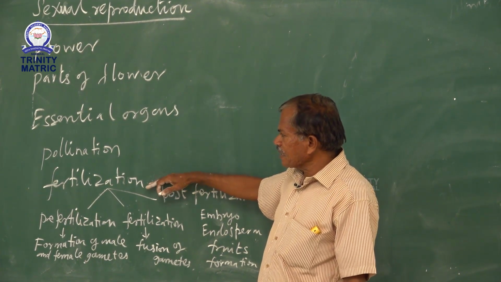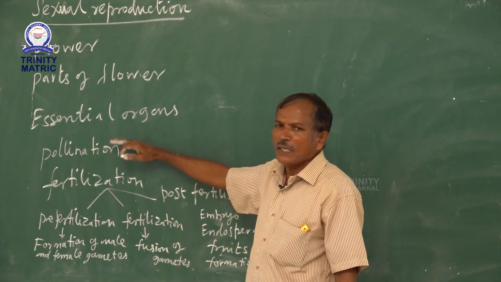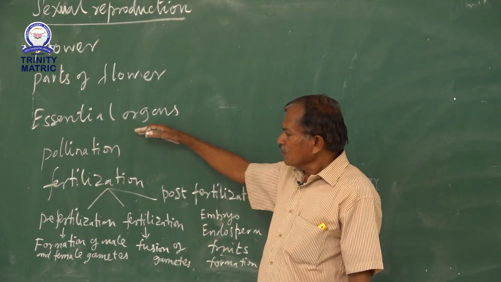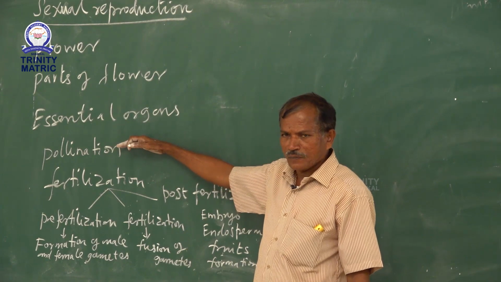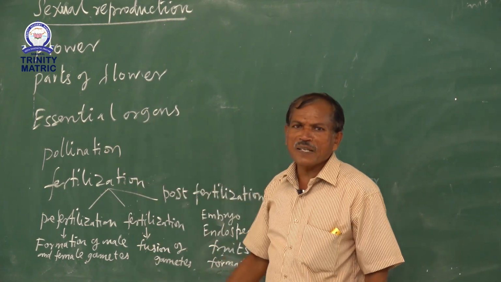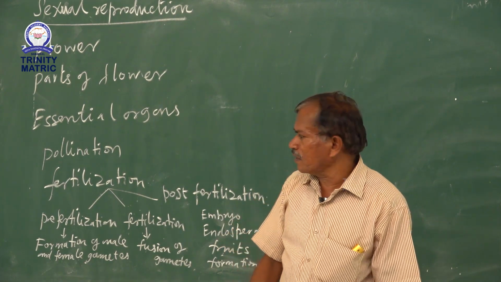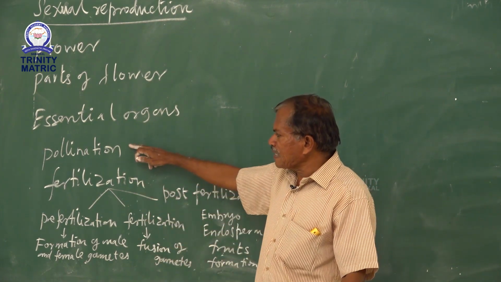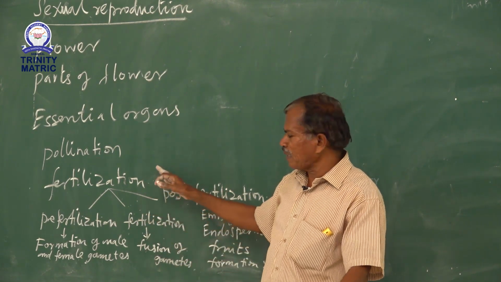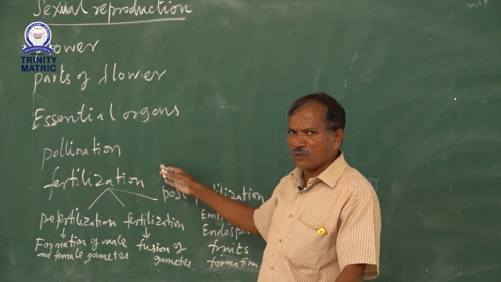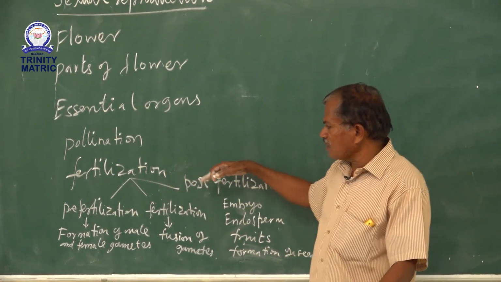Before fertilization, there is a process called pollination. Before fertilization, pollination occurs. What is pollination? Pollination is the transfer of pollen grains from the anther to the stigma of a flower. Pollination is followed by fertilization. Fertilization is the fusion of male and female gametes to form a zygote. The zygote develops into an embryo.